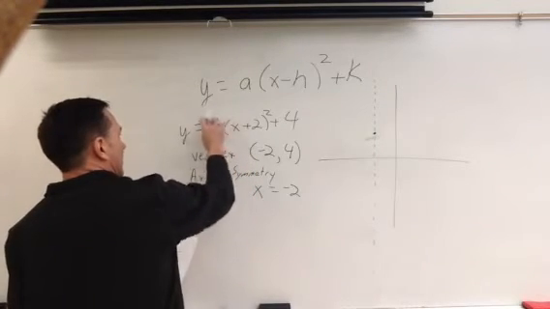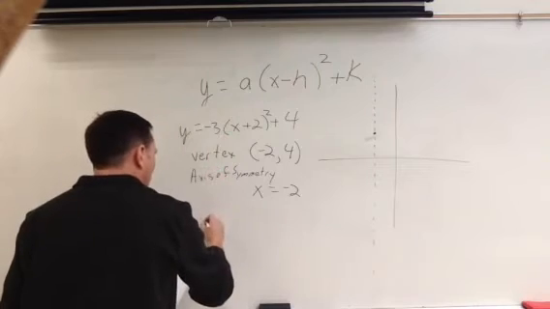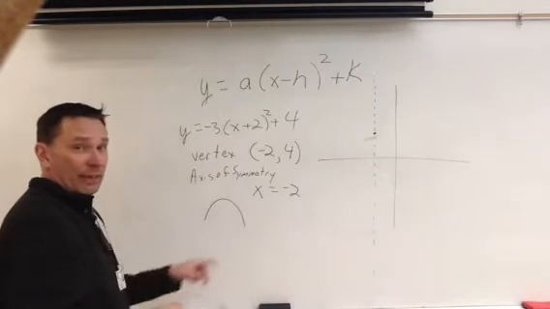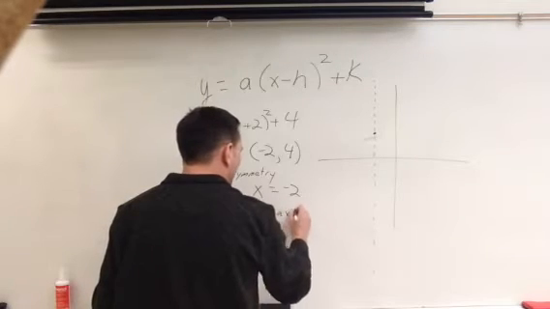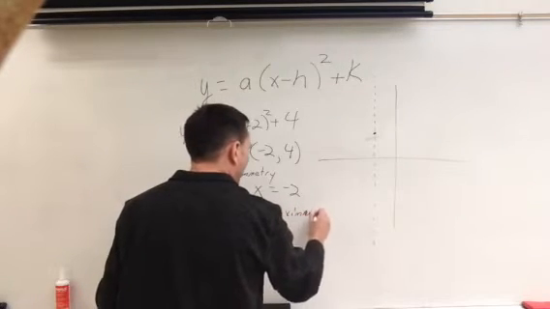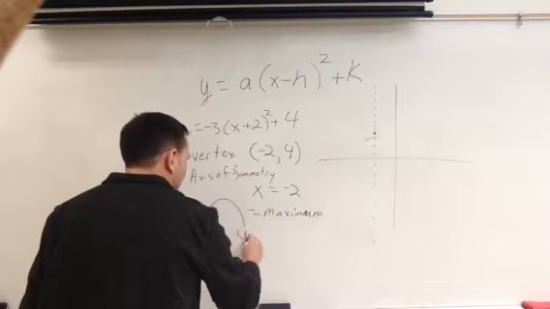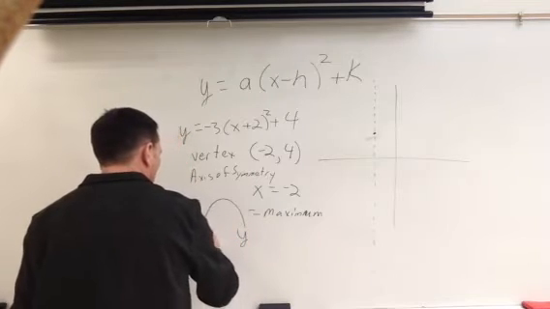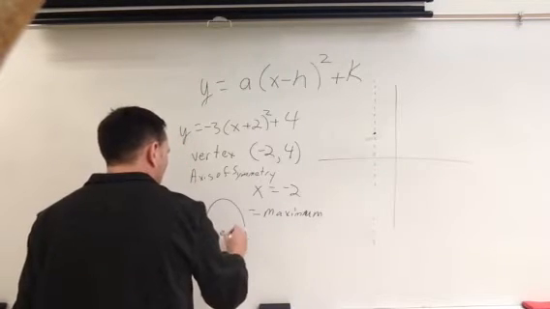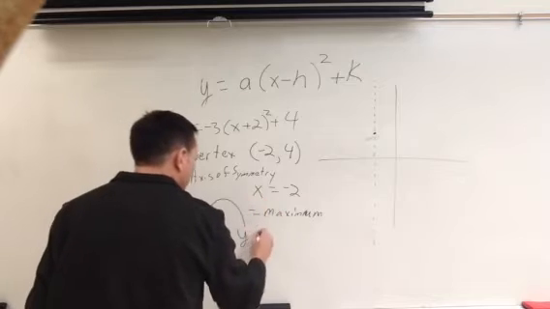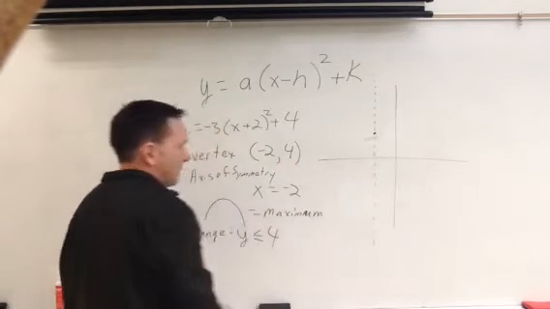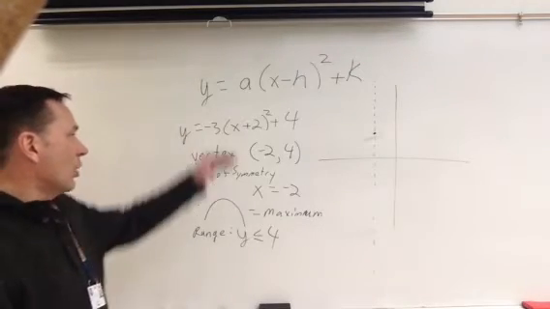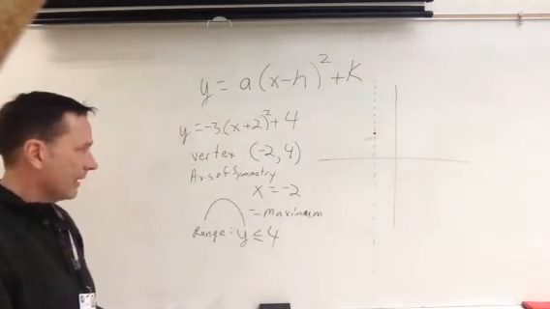Because our a value is a negative number, this is opening down, so it's going to make this kind of shape, which means we have a maximum point here. And that means our range will be y is less than or equal to our y value here of 4. So everything is going down from here.